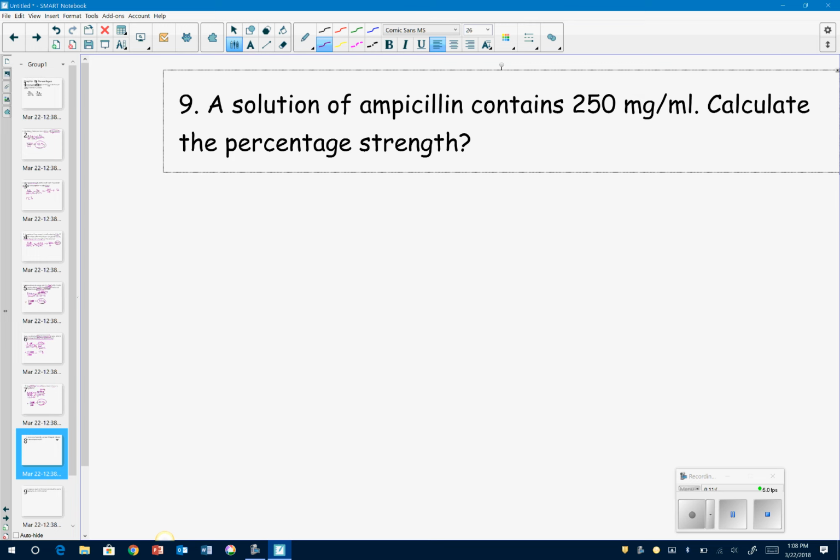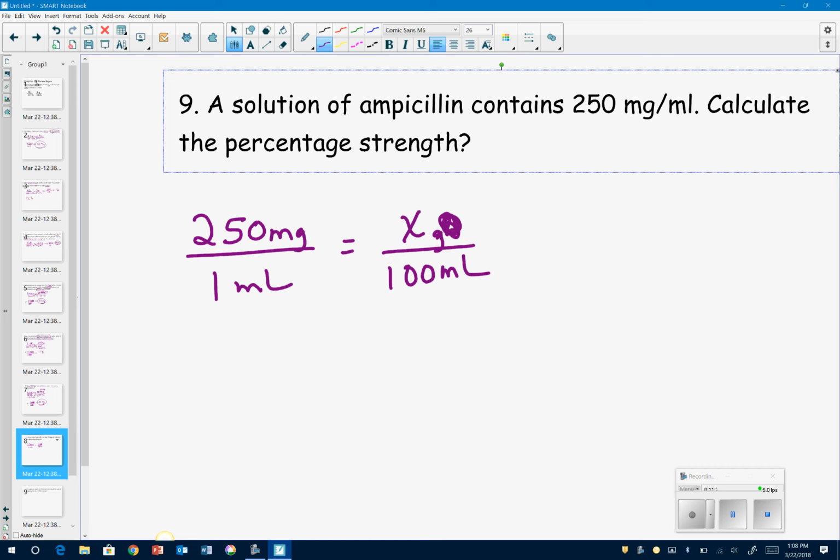Number 9, you have a solution of ampicillin that contains 250 milligrams per 1 milliliter. So that is your given. Calculate the percentage strength. So it's asking for X percent. So it'd be X grams. Remember, when you have a percent, it already has 100 milliliters. So you have your 3 parts. So X times 1 goes on the bottom, would be 1.